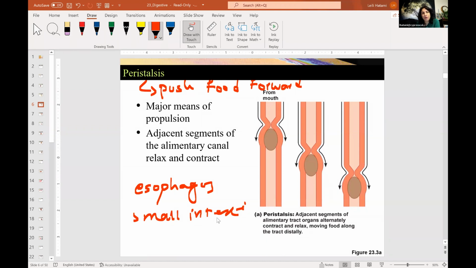It's not going to be involved in physical digestion or mechanical digestion. It's just pushing the food forward. So look here, you can see the food, where we have contraction here and then relaxation here. So adjacent segments of the alimentary canal contract and relax. So we have contraction here, relaxation here, then contraction and relaxation, contraction and relaxation. So this is going to push the food forward.